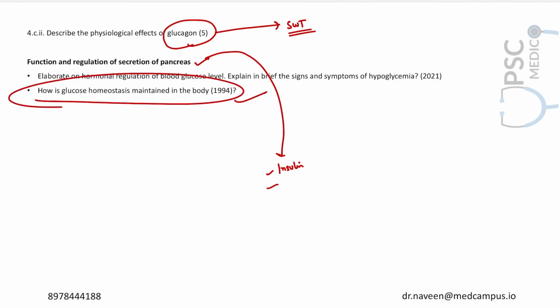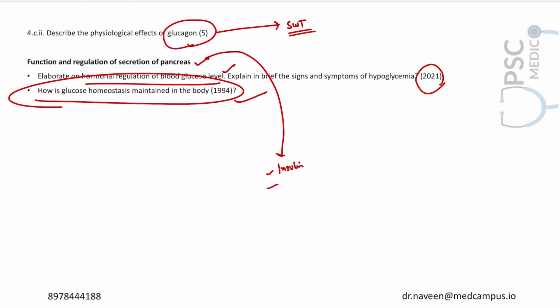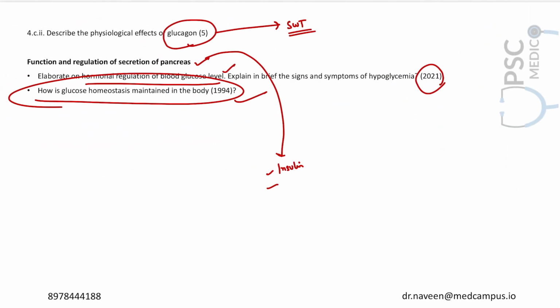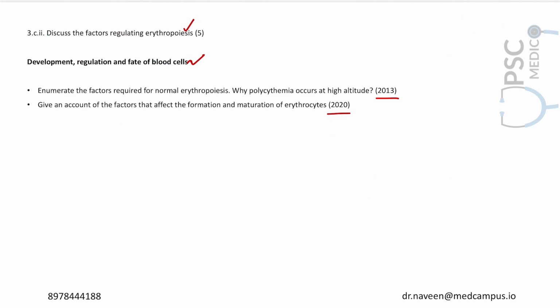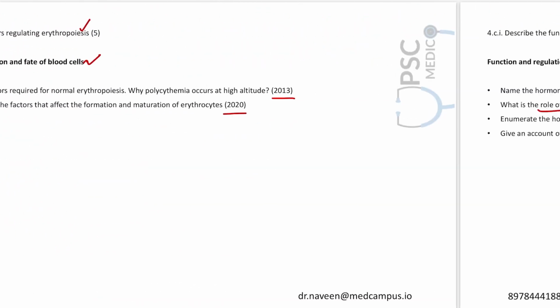How is glucose homeostasis maintained in the body? It is again, what is the hormonal regulation of blood glucose level? These are covered in the notes. Okay, and also in the 2021 model answer. You can just mention that. That's it. This will conclude paper 1 section A in detail. And in paper 1 section A, I think apart from anatomy, the physiology and biochemistry questions were easy, okay, from previous year questions.